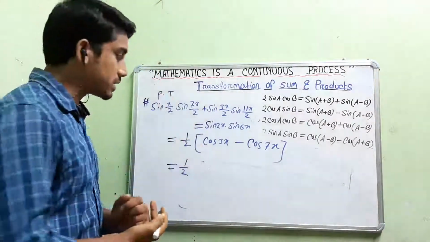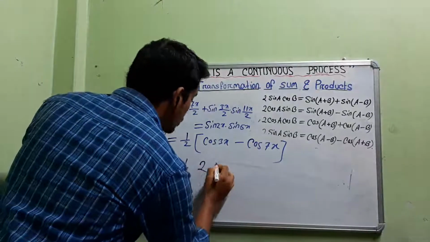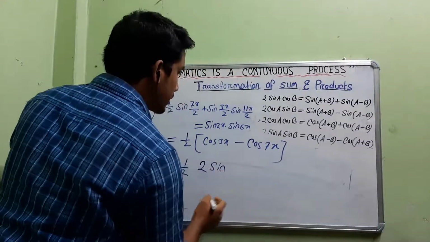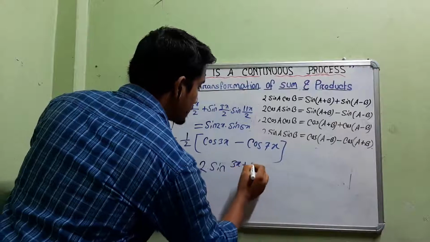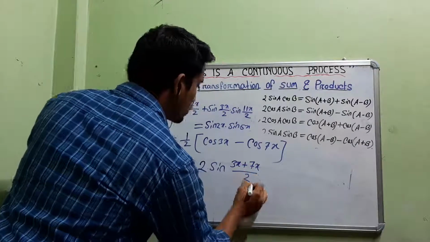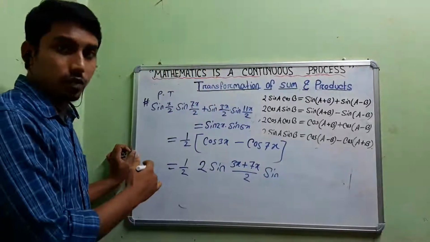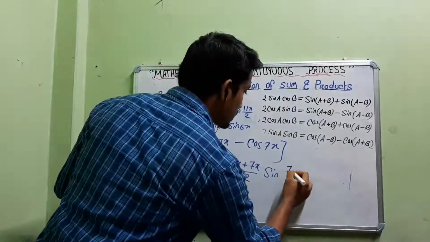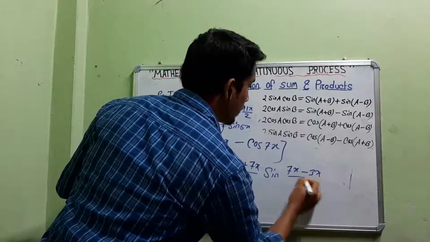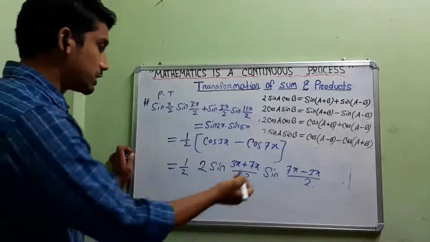In my last video I have discussed: cos C minus cos D is 2 sin((C plus D) by 2), that means (3x plus 7x) by 2, again sin((D minus C) by 2), in the reverse manner, already I have told. So (7x minus 3x) by 2. Just simplify this one.